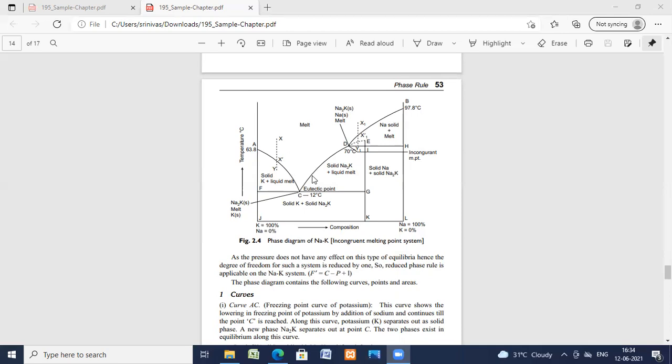I hope you have understood the diagram. See here, the curves are univariant, the points invariant, the areas univariant. Only the points you have invariant. And only in one area you have bivariant, that is this one, above the curve.